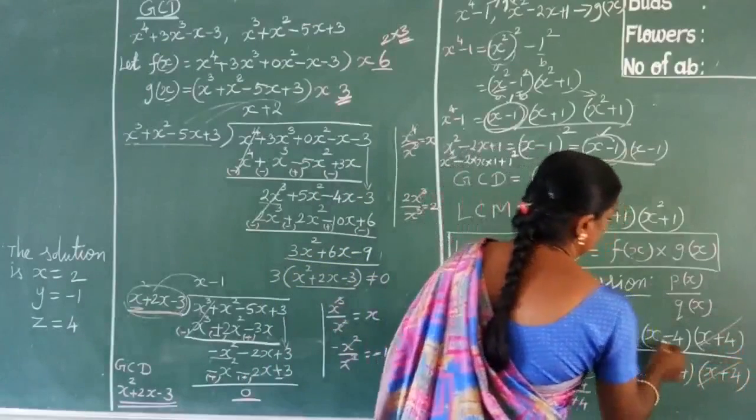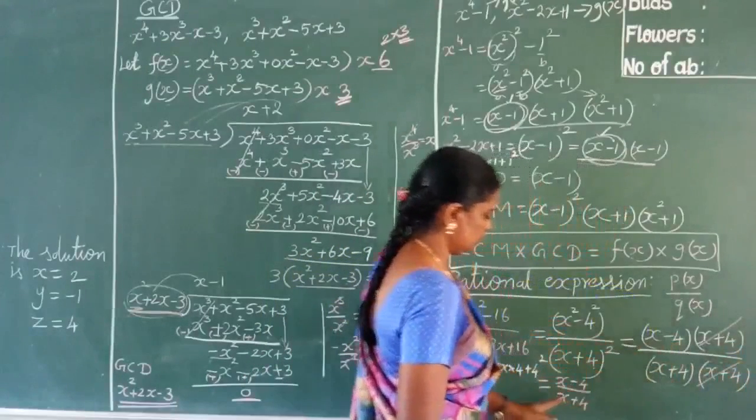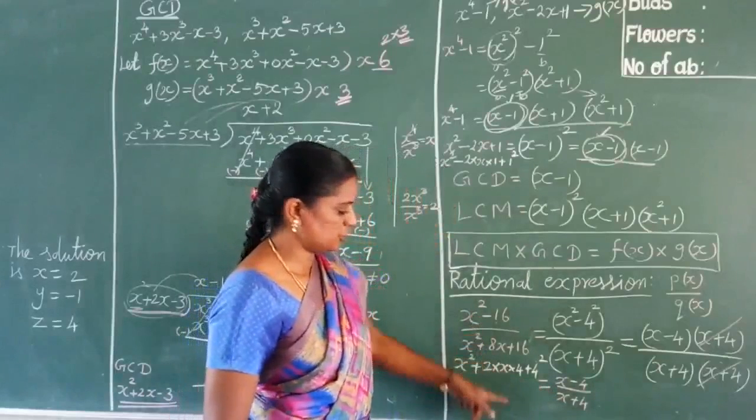So x plus 4 cancels. X minus 4 by x plus 4. This is the last answer. So this is the simplest form.